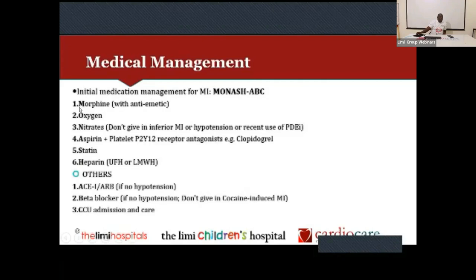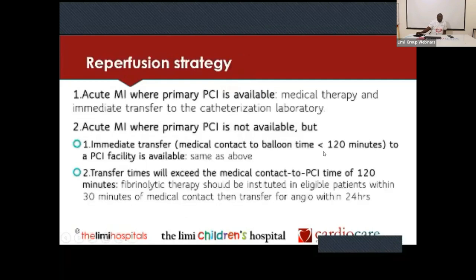So we should be careful when giving morphine, nitroglycerin, and beta blocker. You should be watchful and on the lookout for possible reduction in blood pressure. And many patients given morphine may vomit, so you may need to give an antiemetic along with that. So Dr. Edafe, I'll hand over to you to talk about reperfusion strategies, sir.